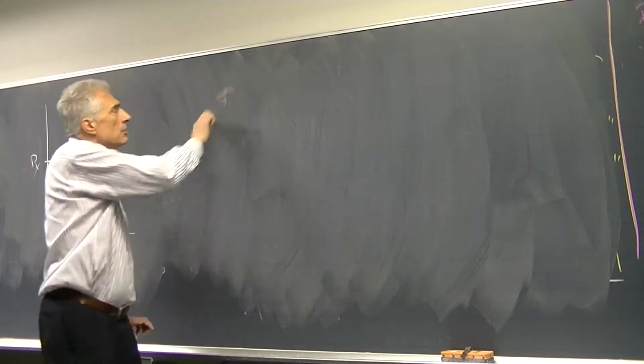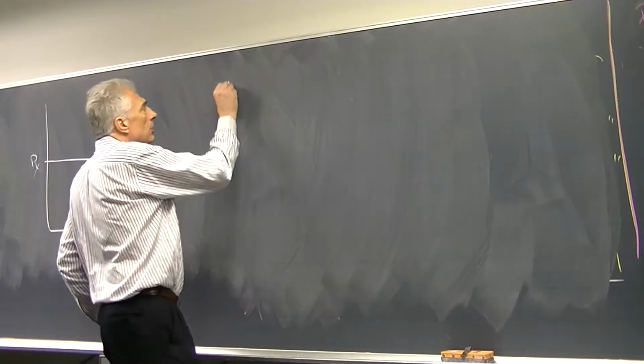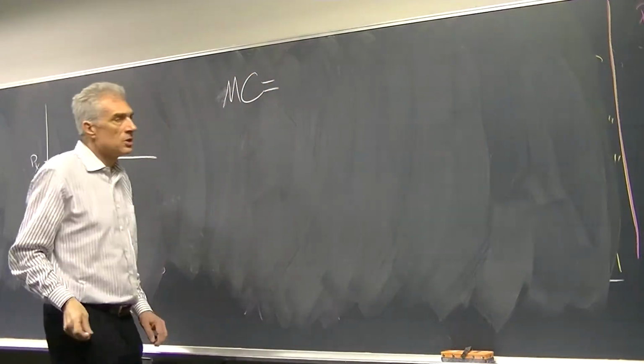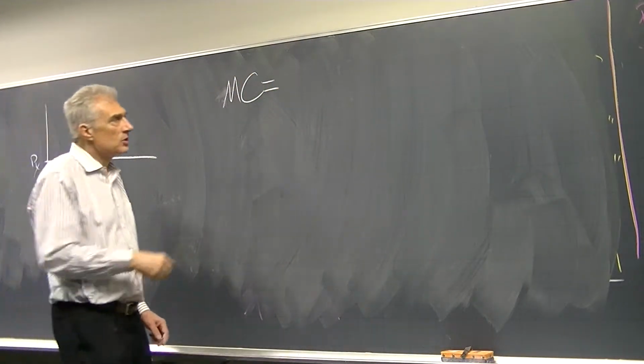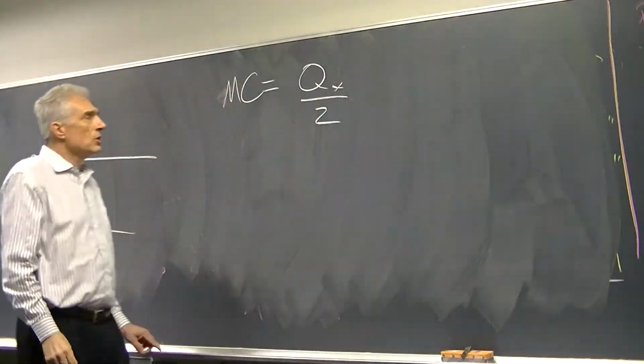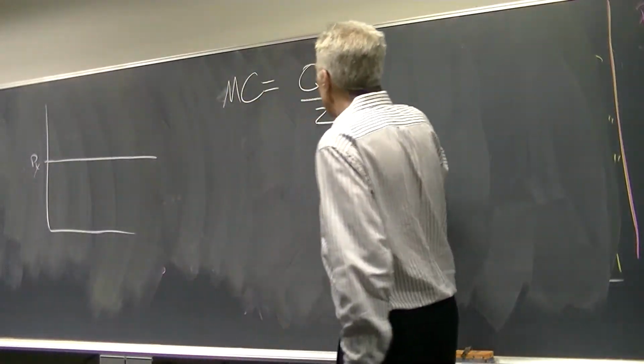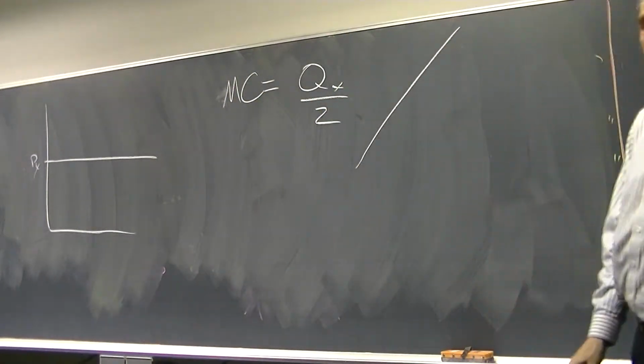Marginal cost for a single operating firm in an industry operating in perfect competition. Marginal cost equals QX over 2. That's right. And what does that do? That gives an upward sloping marginal cost curve.